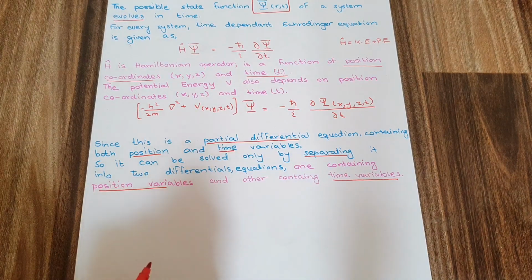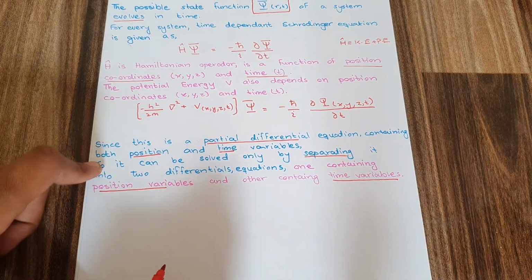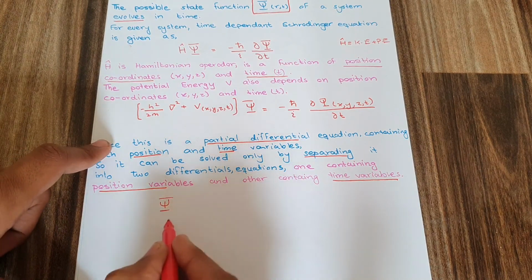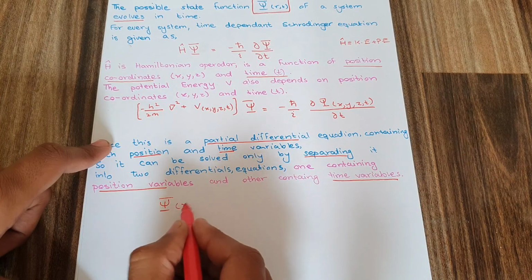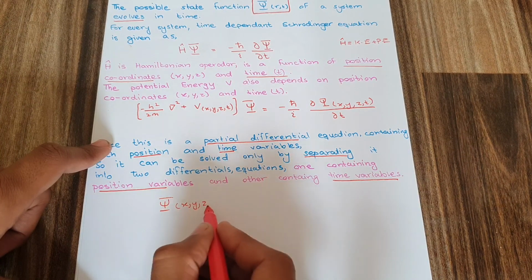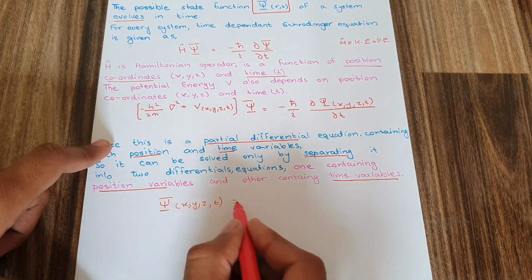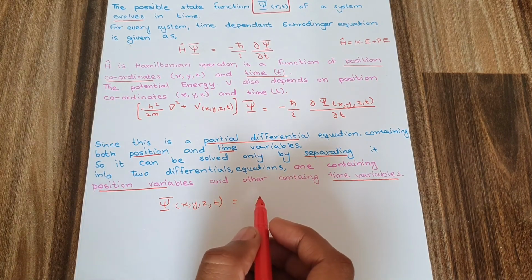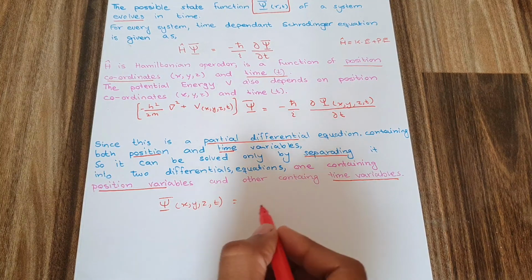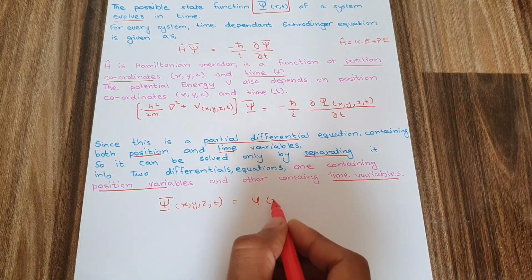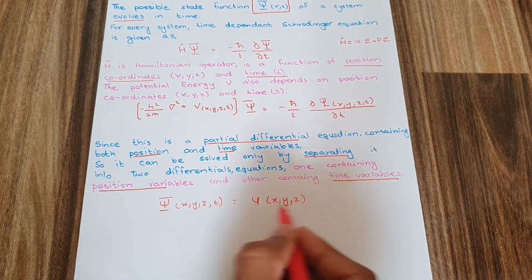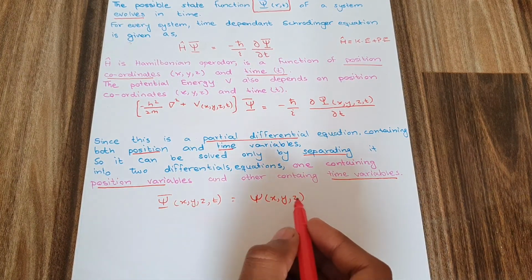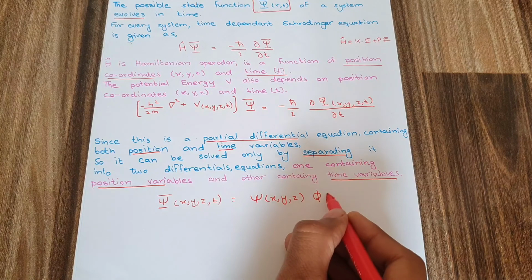First of all, you need to break up this psi. How can we break up the psi? As you know, psi here depends upon the position coordinates x, y, z and also the time coordinate. So by breaking it, we can write it as psi(x, y, z) multiplied by phi(t).